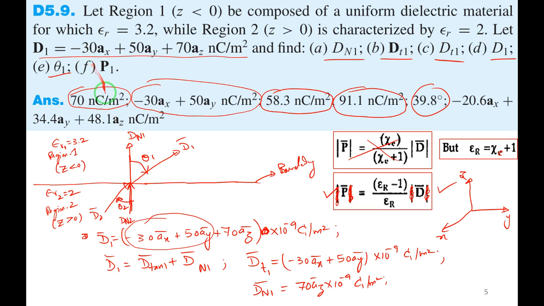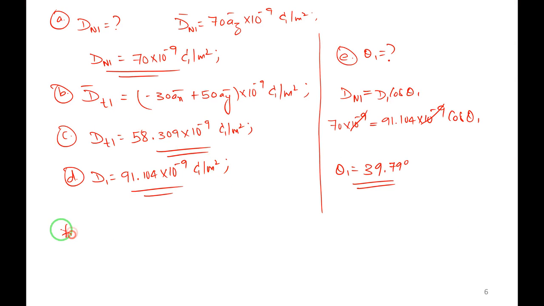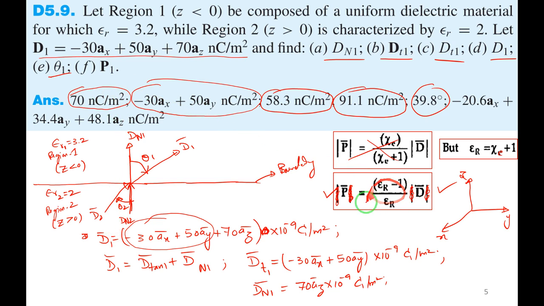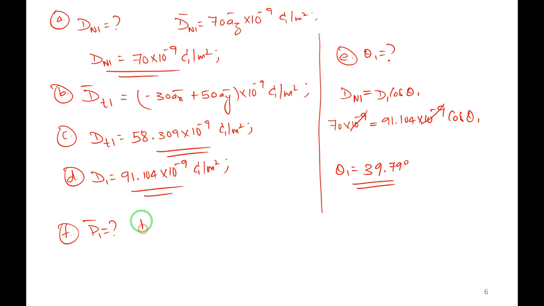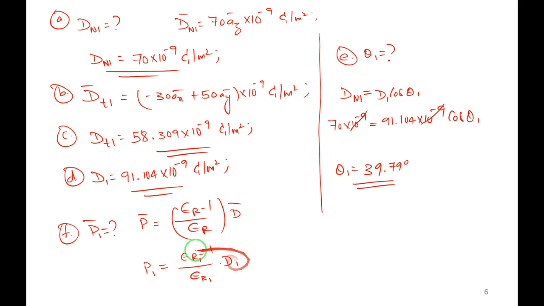The next part is the polarization P1 they have asked. I told you, remember this formula, this will be very easy. P vector is equal to epsilon r minus 1 divided by epsilon r into d. Just simply take the magnitudes, so I'll write P1 is equal to epsilon r1 minus 1 divided by epsilon r1 into d1. If it is 2, make it 2 everywhere. I hope you got how to write the formula.